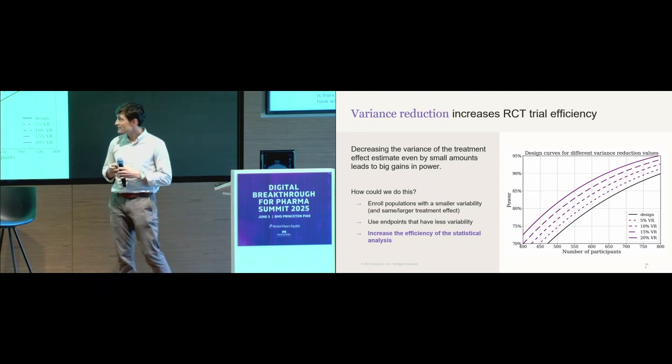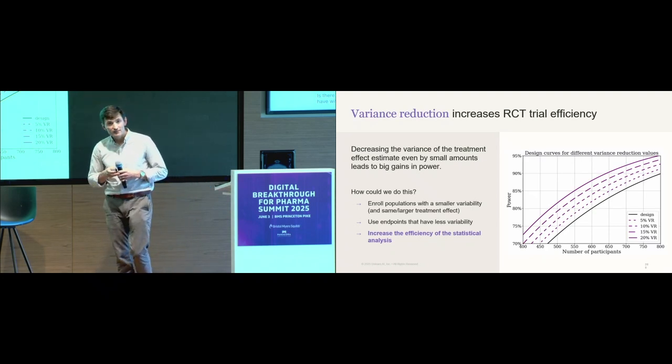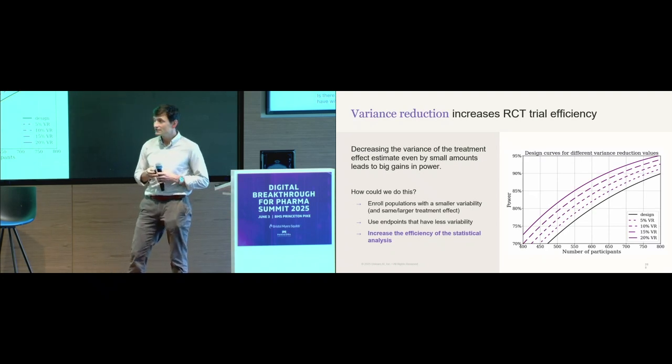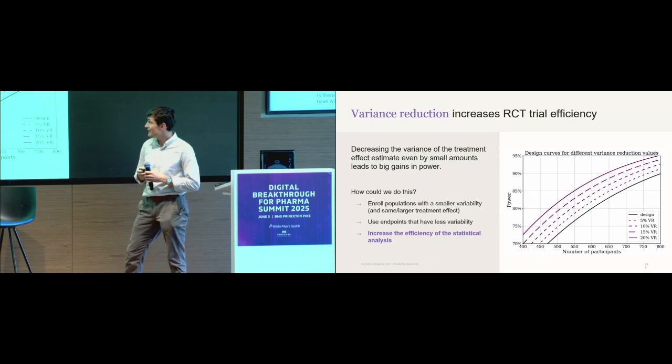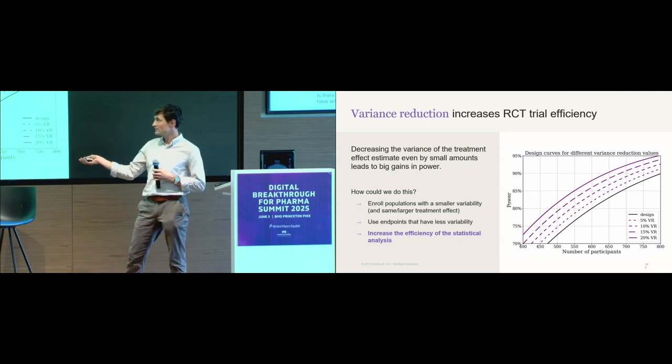The key thing here is that decreasing the variance of the treatment effect estimate in your trial is one way to add efficiency to your trial. It's one way to add power. There are a few other ways you could add power to a trial. One thing you could do is enroll populations with smaller variability, or basically enroll a subset of your population that has a better signal-to-noise ratio in your trial. Another thing you could do is use endpoints that have less variability, so that's another way that people optimize trials.